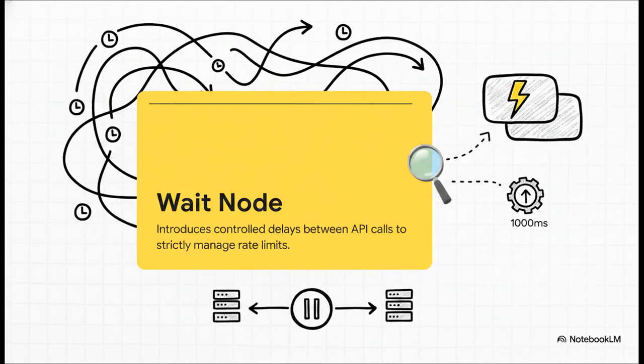Another vital guardrail is the wait node. This introduces controlled delays between your API calls to strictly manage rate limiting. Here's a great technical tip from the source. Delays under 65 seconds don't offload execution data to the database, which keeps things running fast. And for safety against those pesky API limits, you should also configure your HTTP node with a retry on fail setting and a 1,000 millisecond wait between tries.